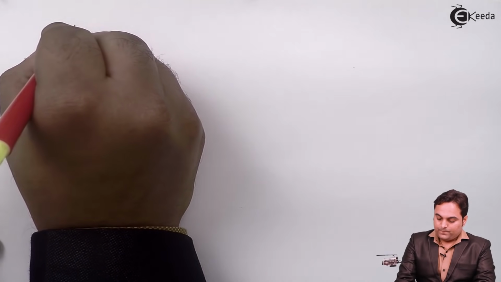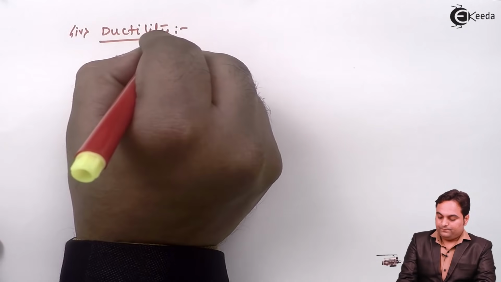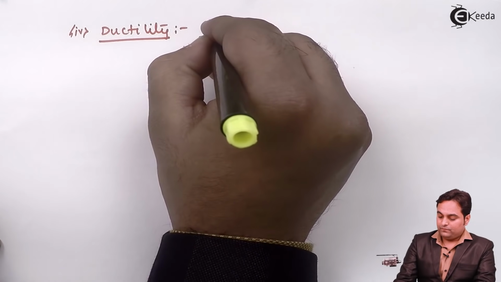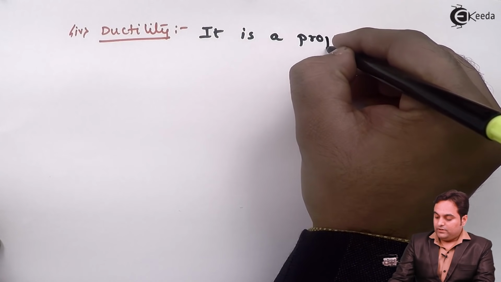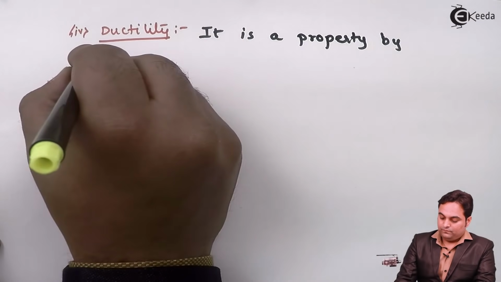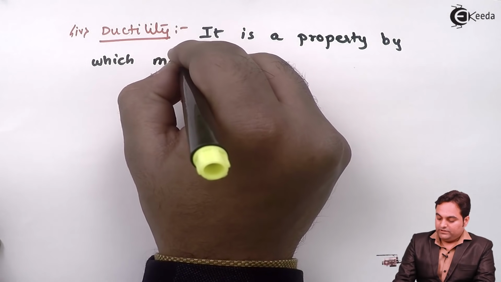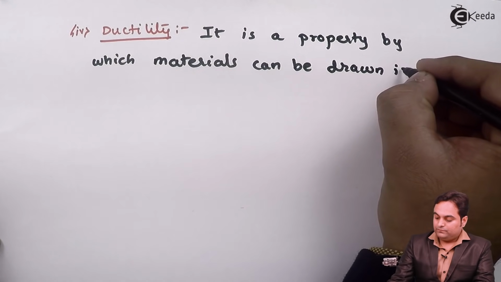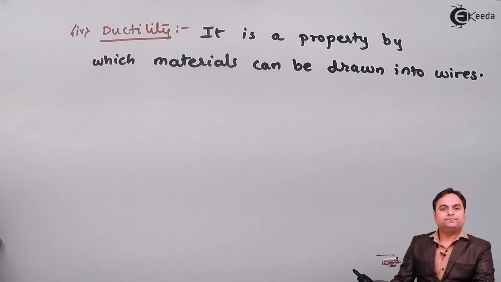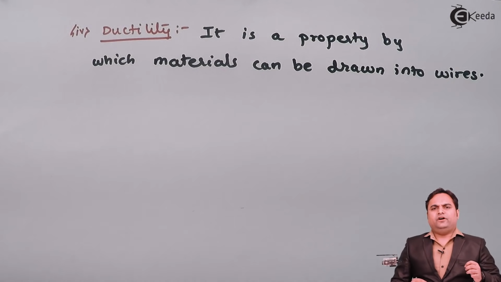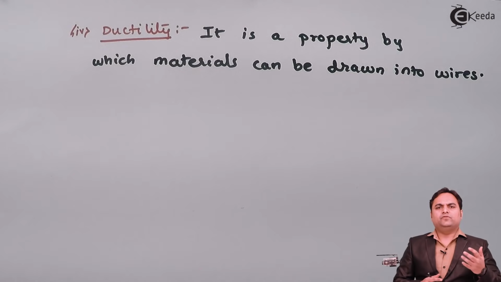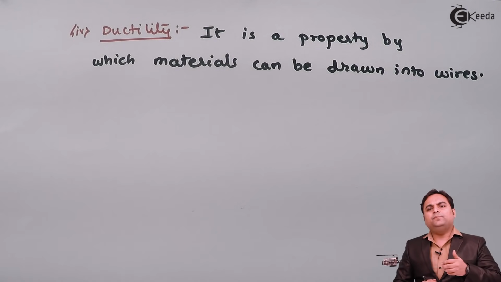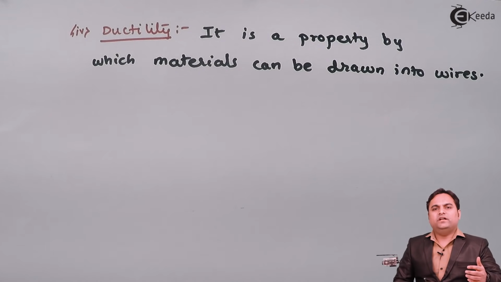the next mechanical property which I have here is called ductility. Now, ductility is a property by which materials can be drawn into wires. A very important property: if a material has ductility, it means it can be drawn into wires. Whatever wires we are seeing, like in electrical connections, the material with which they are made is called a ductile material.